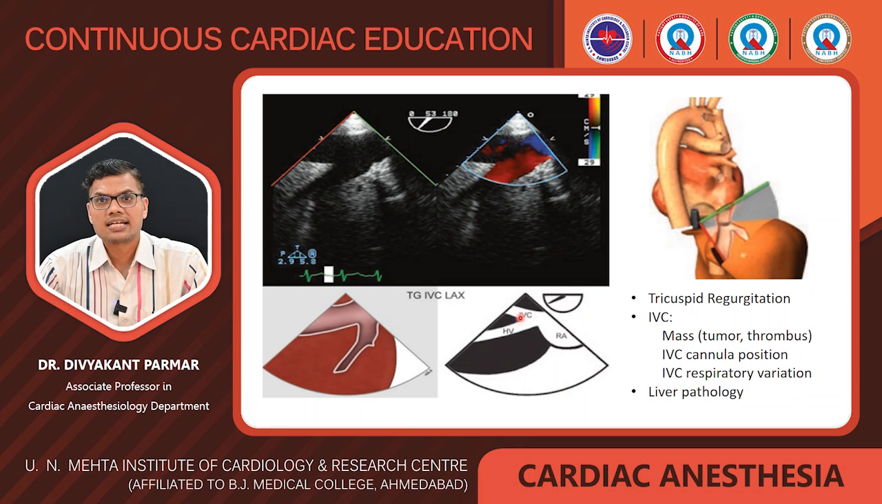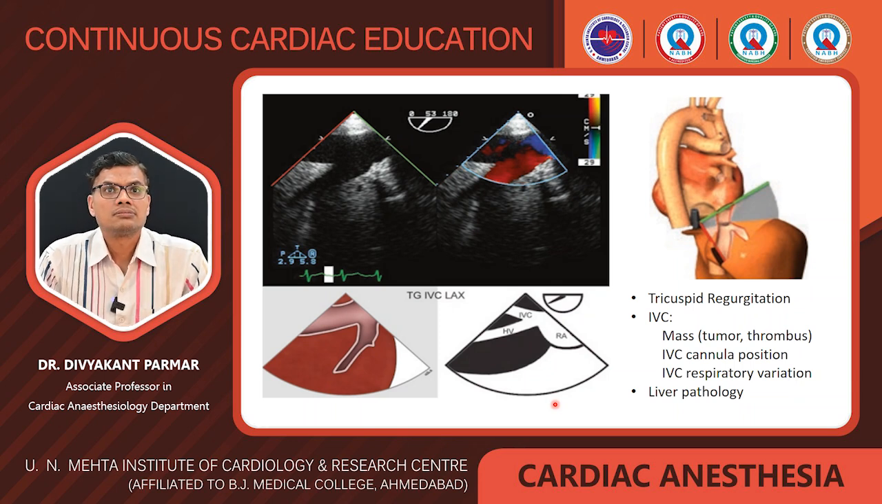We can also detect any IVC mass, tumor, or thrombus, and we can confirm the IVC cannula position. We can also diagnose hypovolemia by assessing the respiratory variation of the IVC. So this view is also useful for ICU patients to detect hypovolemia or hypervolemia, RV dysfunction, or whether tricuspid regurgitation is present or not.